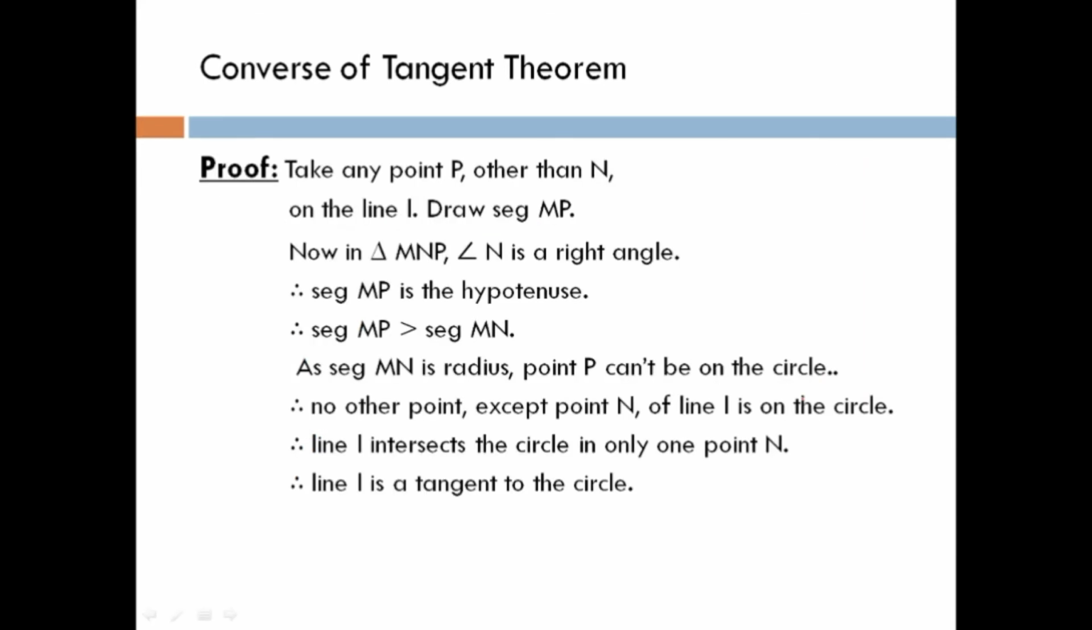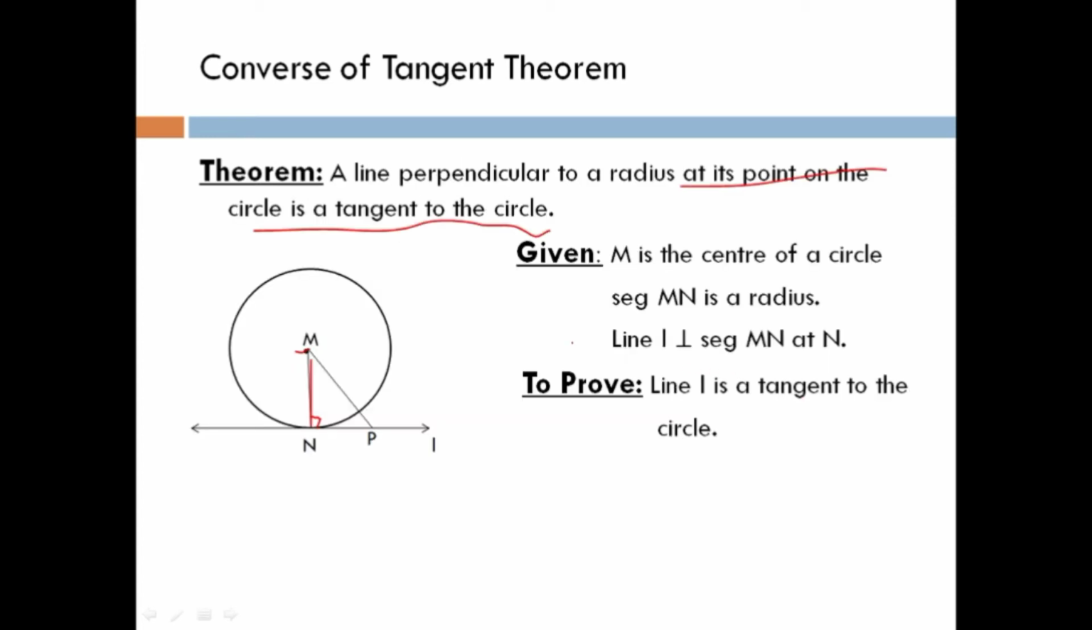Now moving further. For that we need to take a small point P on the line L, which lies somewhere here. That is, if you can see here, this is the point P, and further we have to join this line MP, and it is a simple proof. Using this triangle we have to prove everything, that is MNP. Now in this triangle it is a right angle triangle, right? And N is the 90-degree angle, right?